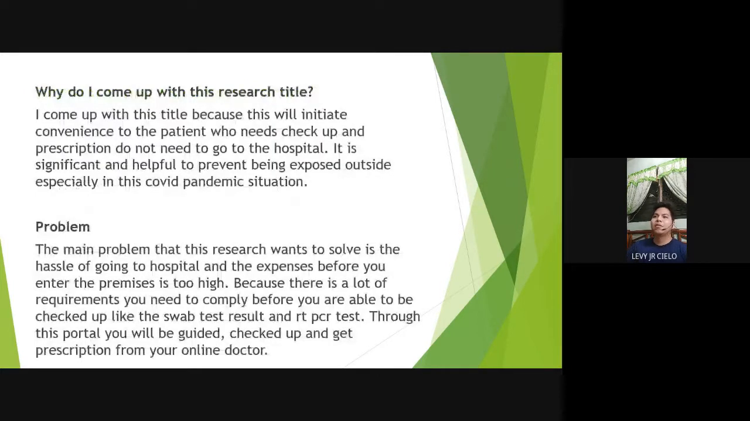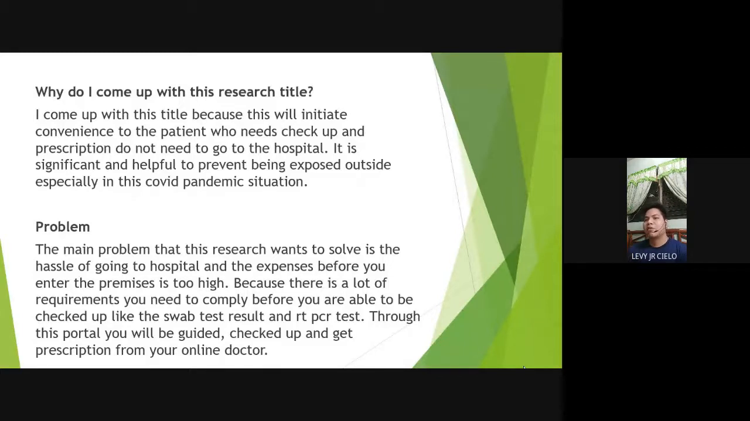So why did I come up with this research title? I come up with this research title because this will provide convenience to the patient who needs a checkup and prescription and does not need to go to the hospital. It is significant and helpful to prevent being exposed outside, especially in this COVID pandemic situation. The main problem this research wants to solve is the hassle of going to the hospital, and the expenses before you enter the premises are too high.